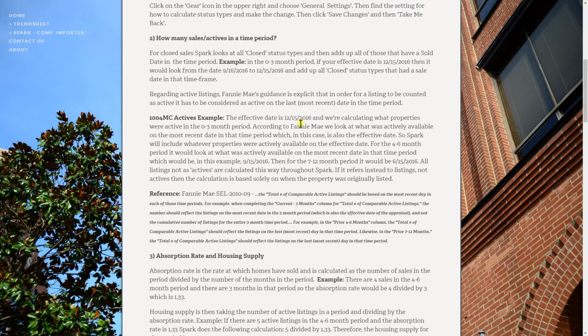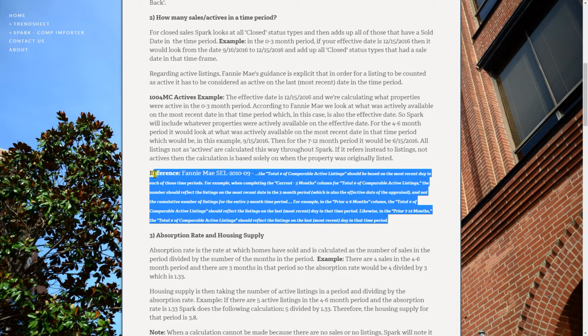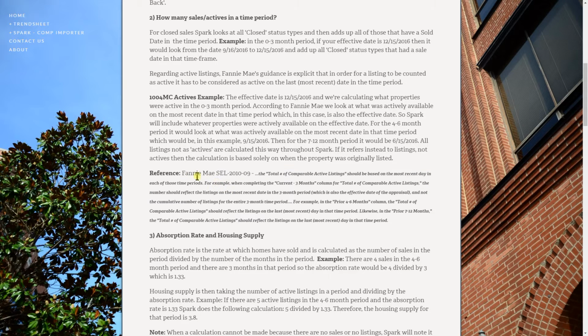So this is how Fannie Mae wants actives calculated. And by the way, this right here is from Fannie Mae's selling guide. It's directly from there, so you can see we're basing it on how they want things calculated. But essentially, this is how it works. Fannie Mae wants the number of actives to be based on the following. How many actives there are on the last day of each time period. You can read that all right here. You can go to Fannie Mae's selling guide yourself.